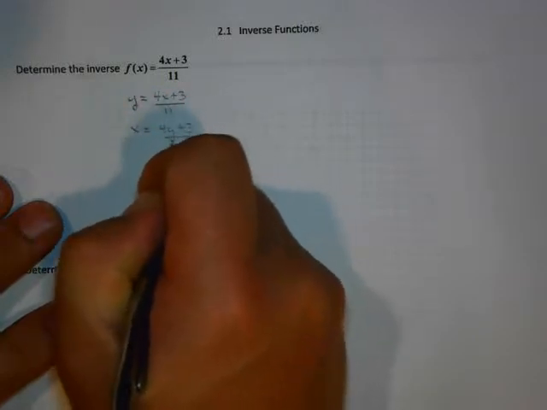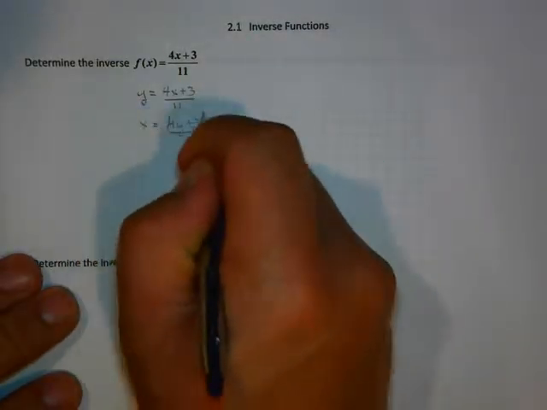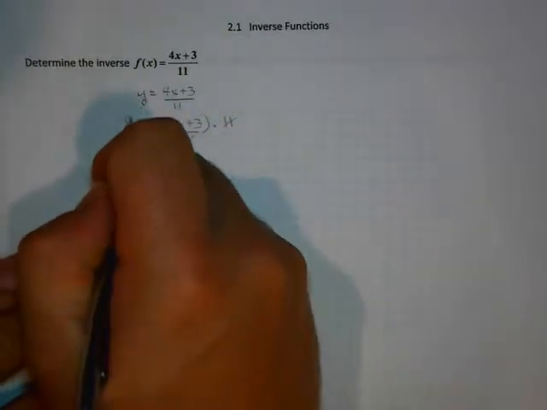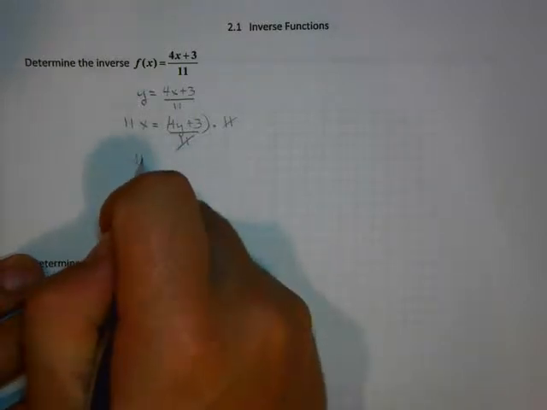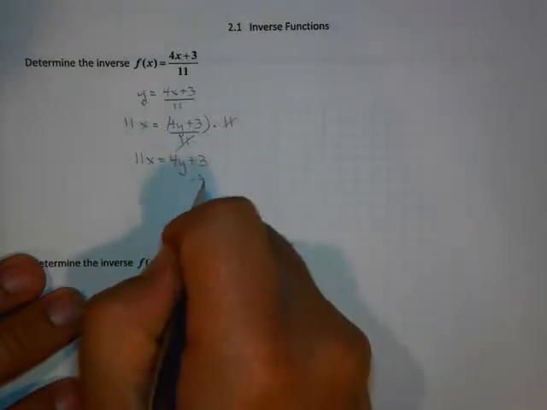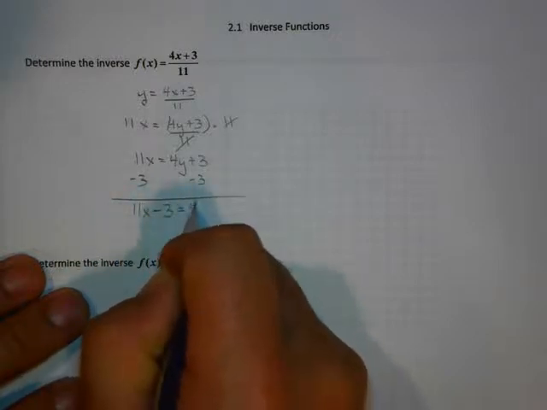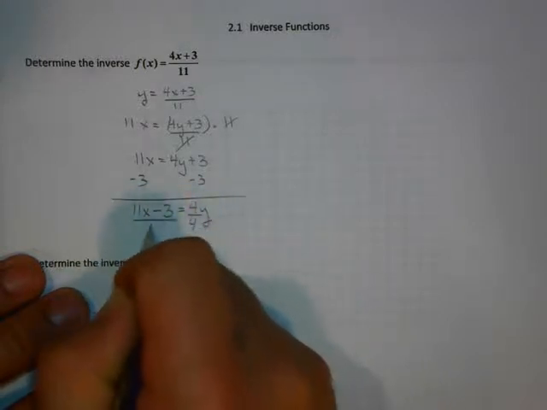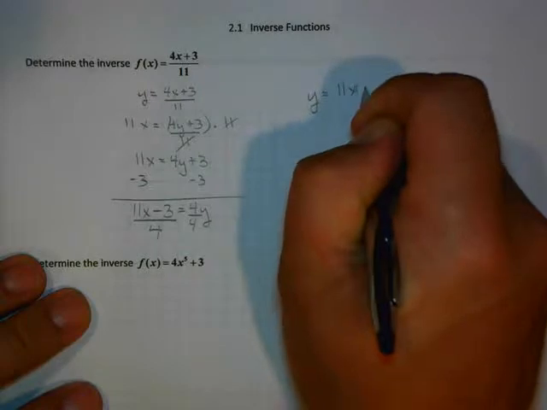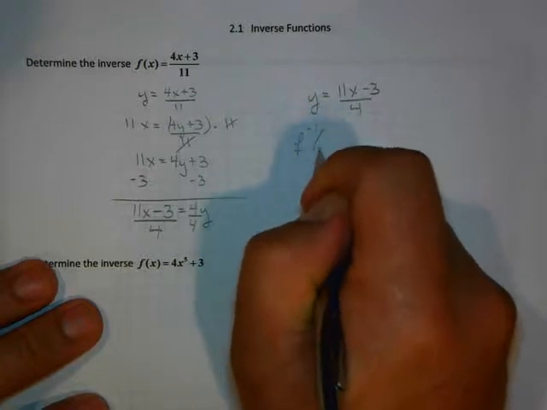Well, this one I'm going to multiply by 11 first to get rid of that fraction. Whatever you do to one side, you have to do the other. So this is 11x equals 4y plus 3, minus 3. 11x minus 3, not like terms. 4y, divide by 4, divide by 4. So we get y equals (11x minus 3) over 4. And don't forget that last step. f inverse of x now is (11x minus 3) divided by 4.